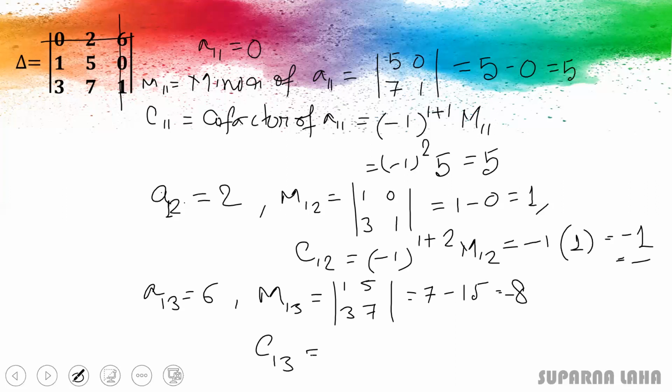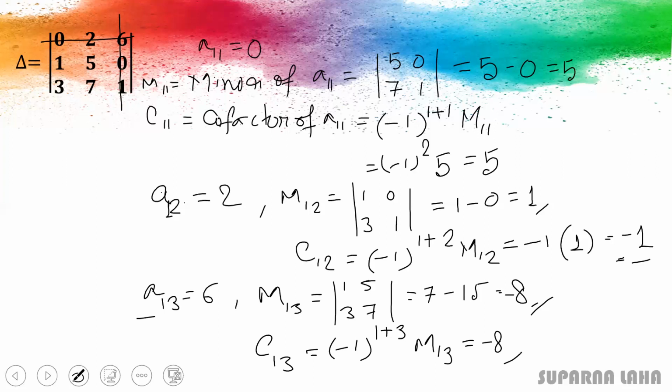Now C13 is given by (-1) to the power 1 plus 3 times M13. That means it is minus 8 only. Right? Since 3 plus 1 is 4, (-1) to the power 4 is 1, and M13 is minus 8. So look here, the minor is minus 8 and the cofactor of this element a13 is also minus 8. In a similar manner, you can find all the minors and all the cofactors for each element.